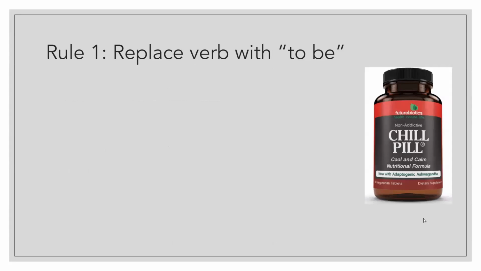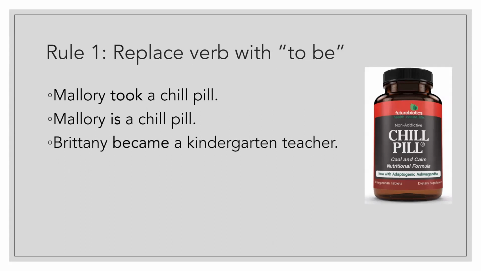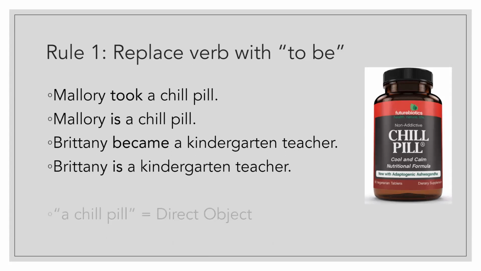So rule number one, replace the verb with the verb to be. Whatever the verb is, just put that be verb in there. So if it's Mallory took a chill pill, replace the verb took with be. Mallory is a chill pill? No, that doesn't make any sense. But if it's Brittany became a kindergarten teacher and I replace the verb became with the be verb, Brittany is a kindergarten teacher. Hey, that makes sense.